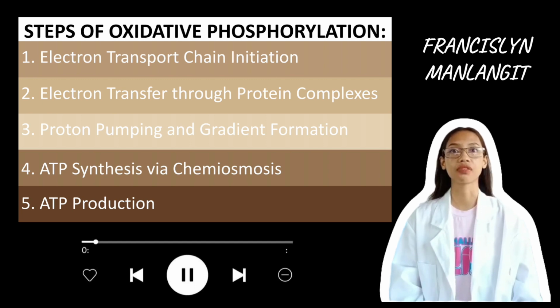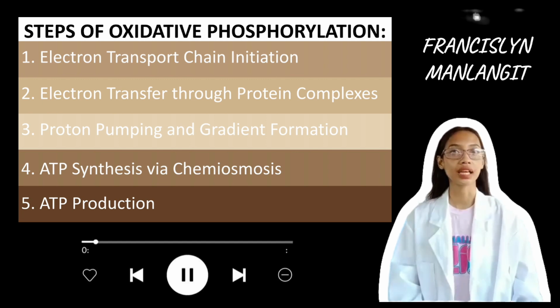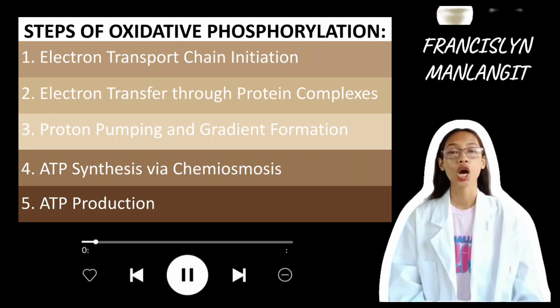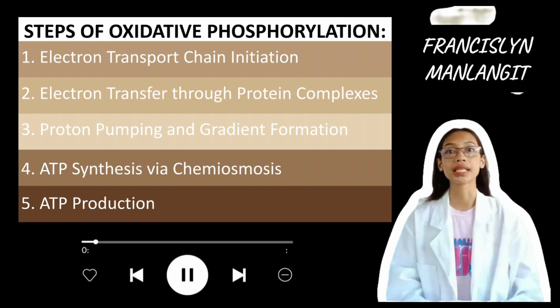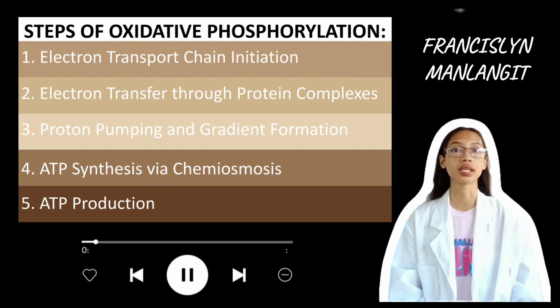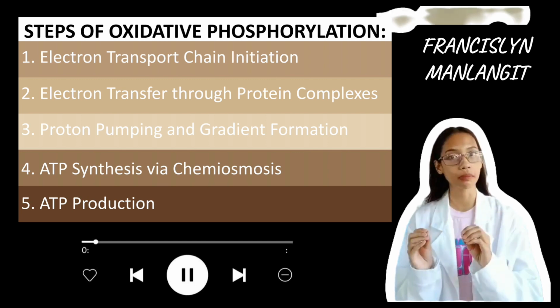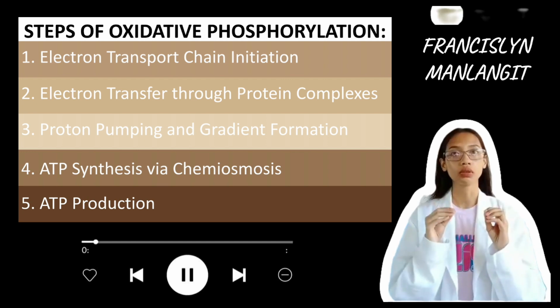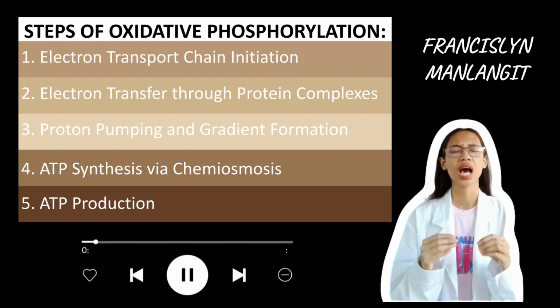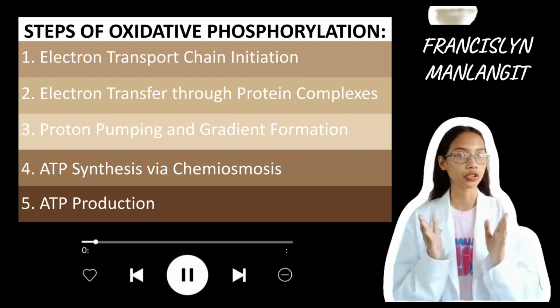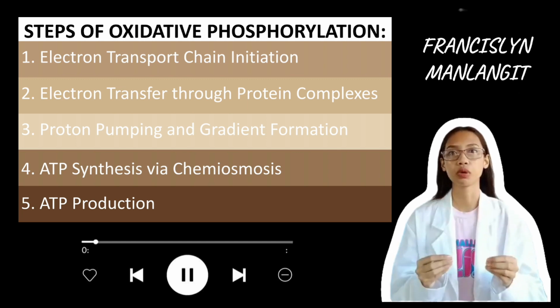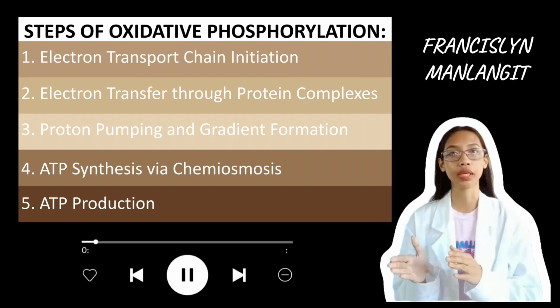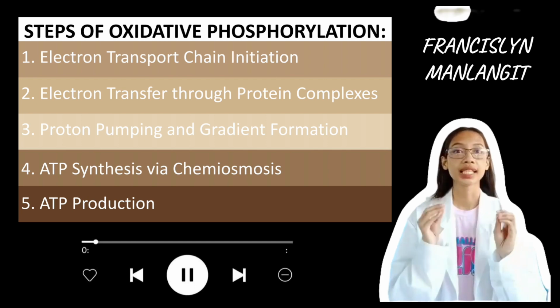During the electron transport process, protons, or H plus ions, are pumped across the inner mitochondrial membrane from the mitochondrial matrix into the intermembrane space. This creates a concentration gradient with more protons on one side of the membrane than the other, setting the stage for the next crucial step.